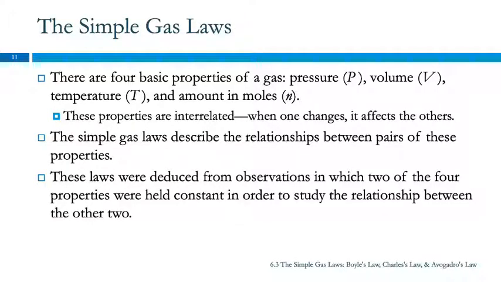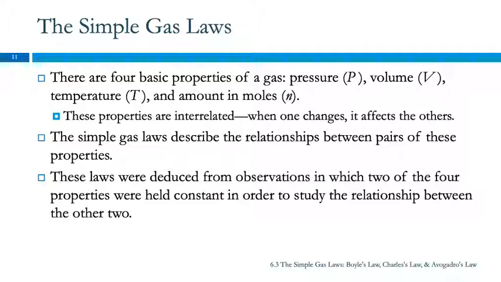So there are relationships between the different properties of a gas. Those four properties are the pressure of the gas, the volume of the gas, the temperature of the gas, and we measure the amount of gas in moles. The properties are interrelated. If you change one, one or more of the others are going to change. It's going to affect the others.